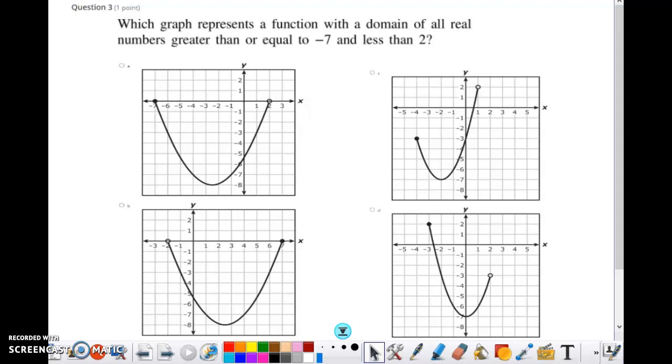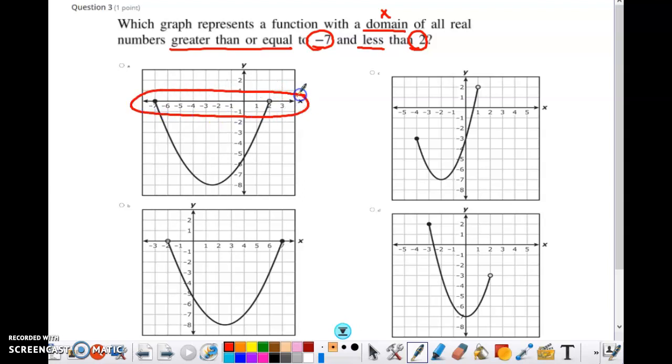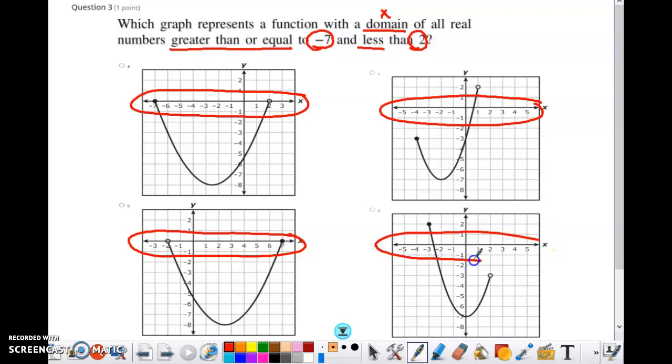Okay, question number 3 says, which graph represents a function with a domain, remember domain is x, of all real numbers greater than or equal to -7 and less than 2. So I'm only looking at the numbers on the x. And it needs to go from -7 to 2. From -7 to 2. Okay?